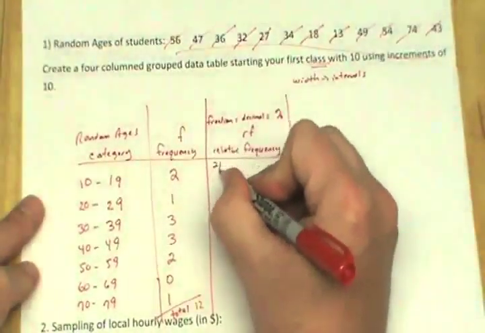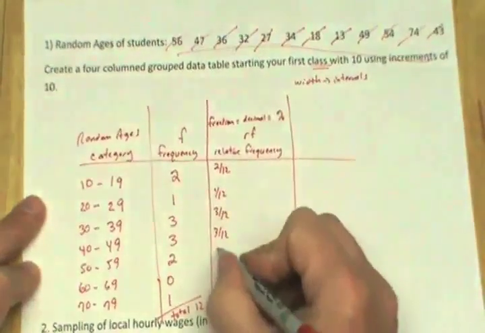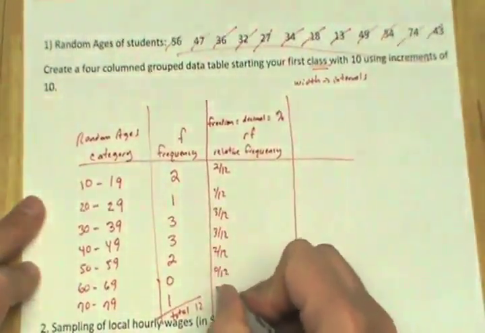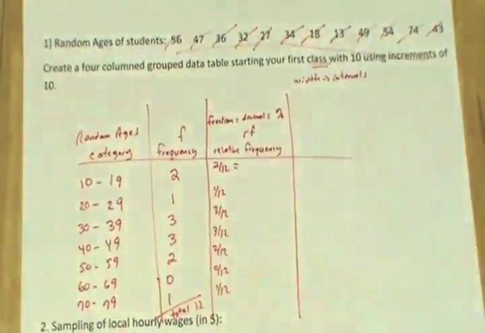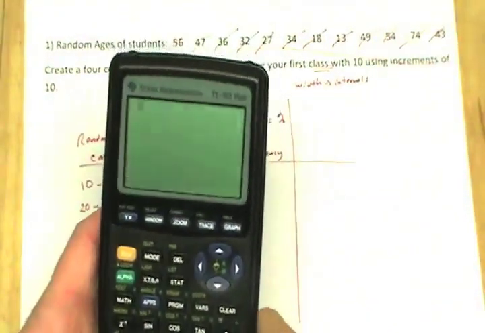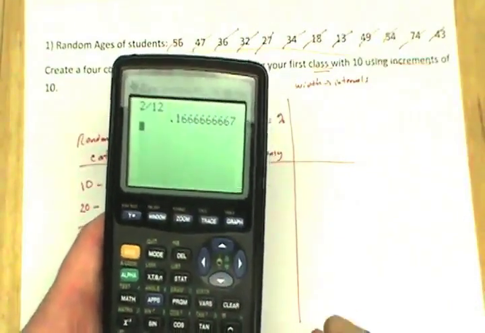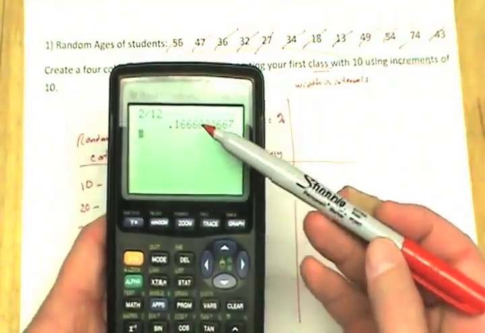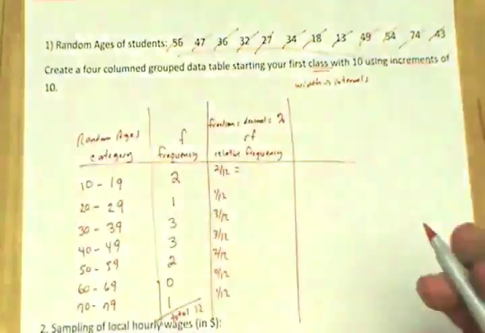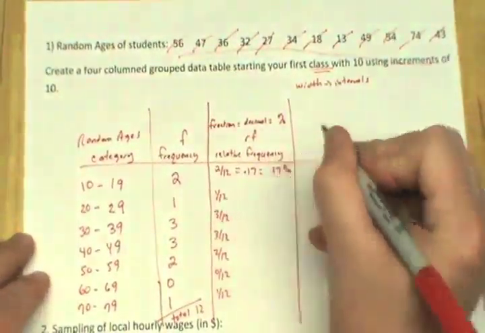So this would be 2 out of 12, 1 out of 12, 3 out of 12, and 3 out of 12, 12 out of 12, 0 out of 12, and 1 out of 12. So that would be the fractions. If you wanted to go further, if we put in our calculators, 2 divided by 12, we get back 0.1666. Now, I always round to 2 decimals all semester long for all the stuff just for consistency. So I'm going to say 0.16, and the third 6 rounds that up to a 7. So we could say that that is 0.17, and we can then say that that's 17%.